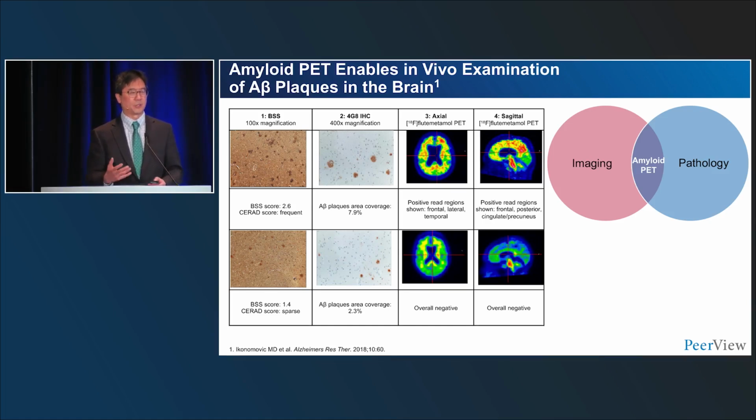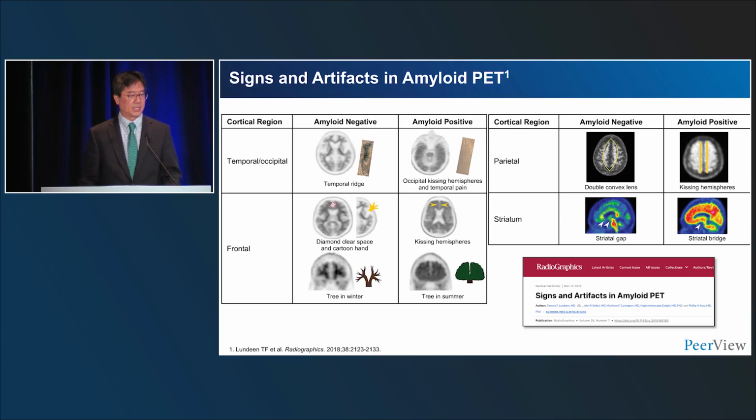This isn't so much functional. This is a radioactive pathologic stain, okay? And indeed, positive and negative scans were calibrated to none to sparse plaque, which is not consistent with an Alzheimer's disease diagnosis pathologically, is a negative amyloid PET scan, and positive is moderate to frequent. So this is really at the junction of imaging and pathology, these amyloid PET scans.